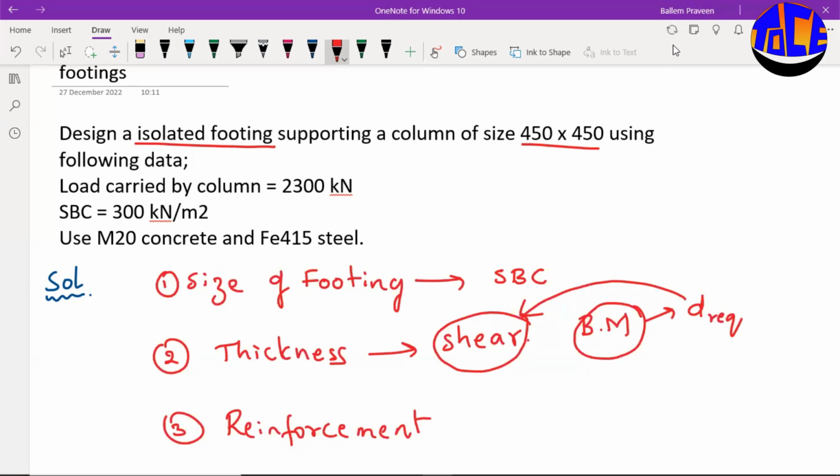Okay, so remember, in two ways you can find out the thickness, right? But the most suitable or most recommended one is shear. So if you do the shear design, it will be accurate. Otherwise, if you use bending moment to find d, you have to increase that value.